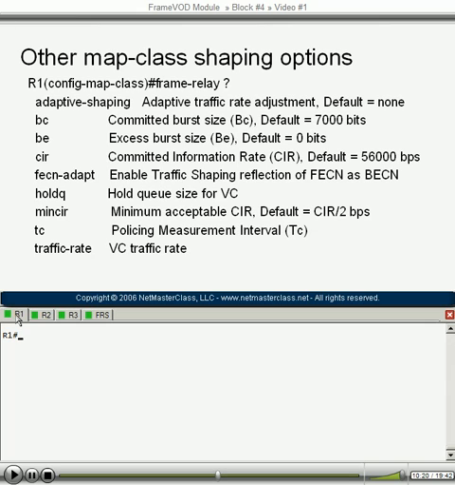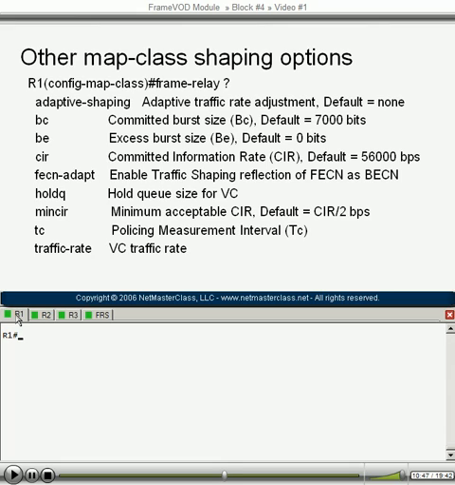There are 4 map class options related to FRTS on DTE interfaces that we have yet to mention. They are FECN adapt, hold queue, TC, and traffic rate. FECN stands for Forward Explicit Congestion Notification. This feature works with BECN, backward explicit congestion notification, to get senders to throttle back during congestion.